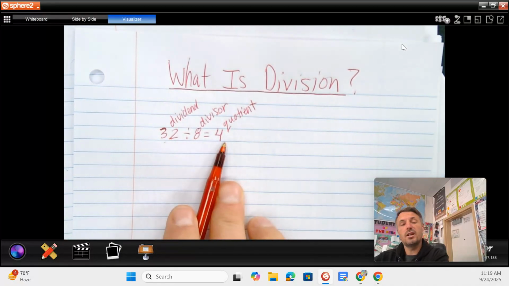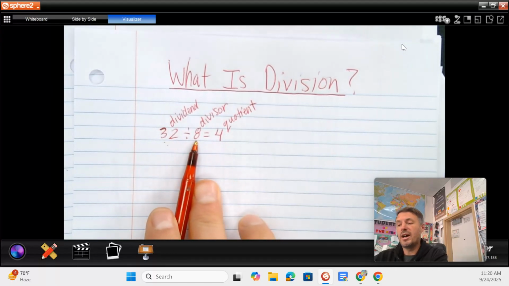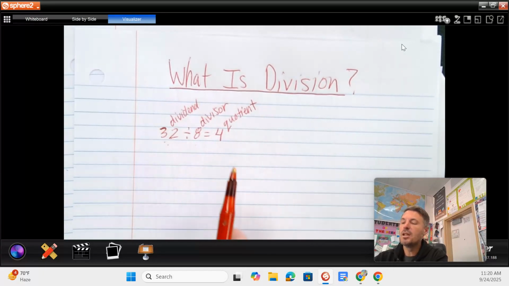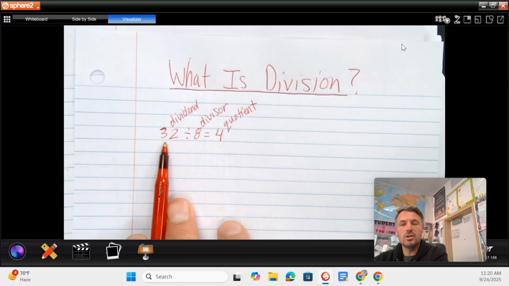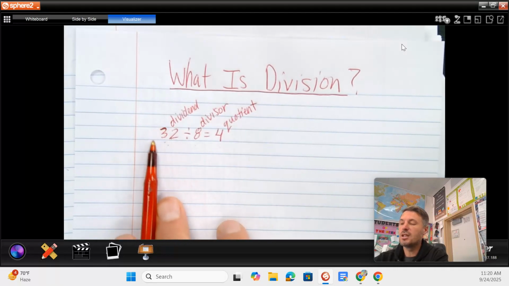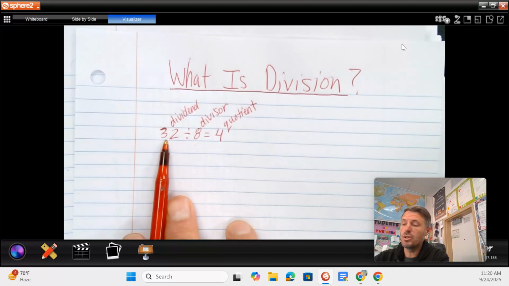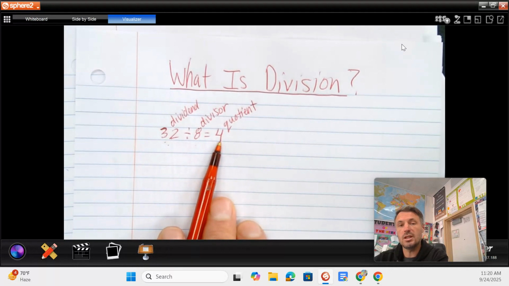And this is how you set up a division problem. You put the dividend first, the divisor goes second, and the quotient, which is the answer, comes last. Now, what does this problem mean? Well, the divisor is the number that divides into the dividend. So what this means is, if you had 32 cookies and you had 8 people and you wanted to split those 32 cookies up equally amongst those 8 people, each person would get 4 cookies.